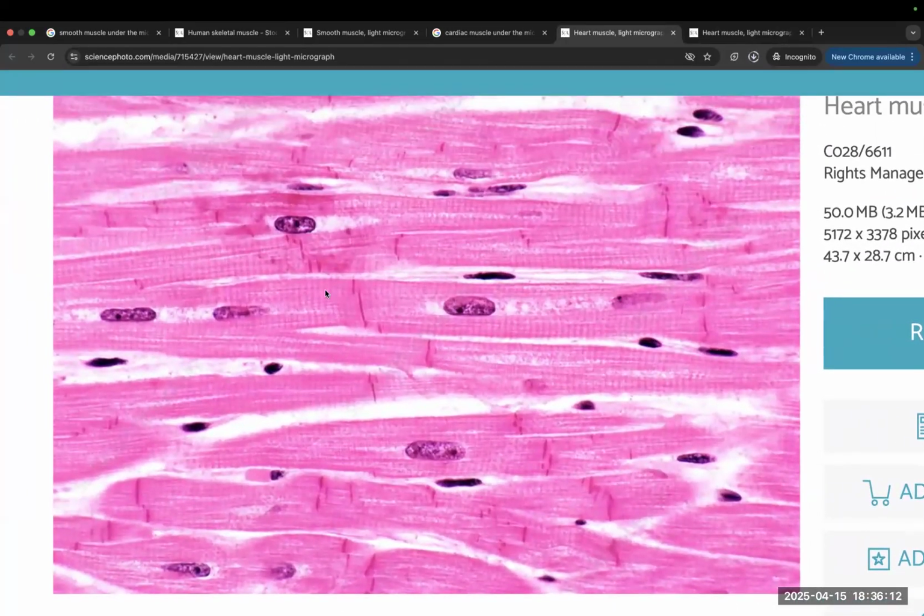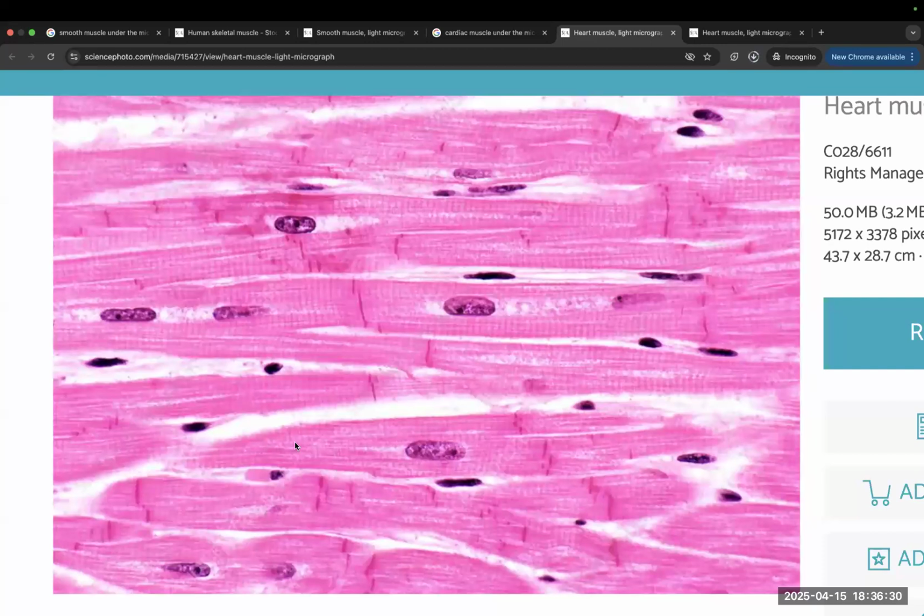So you're going to see that you got some branching. That's a big feature of cardiac muscle. You see this is branching out. There's some branching here, so you can see branching all over on this photo. You don't see this in skeletal muscle or the smooth muscle.